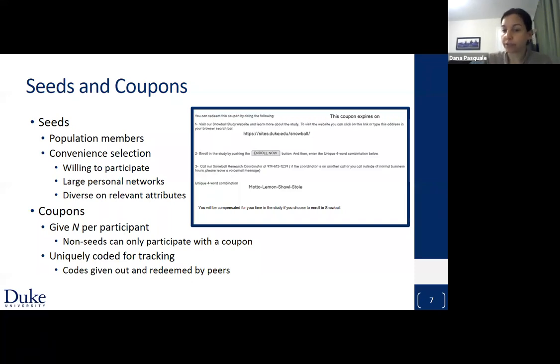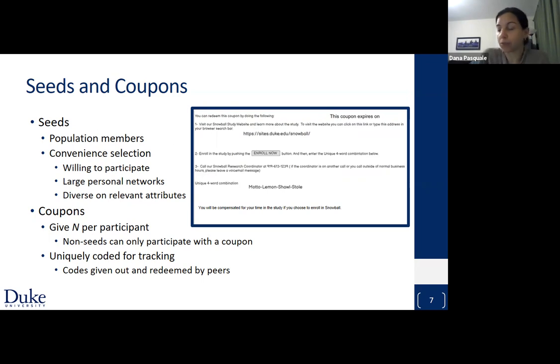The number of coupons per participant, the maximum number, or the range of number, is set during study design. And then non-seeds, the peers, can only participate if they redeem a coupon given to them by an enrolled participant. Coupons are uniquely coded so that when a coupon is redeemed, it can be linked back to the participant who distributed it.